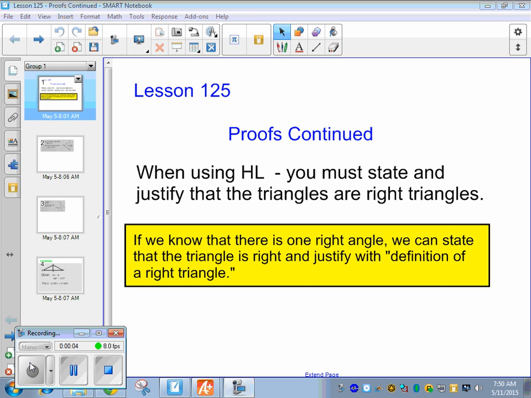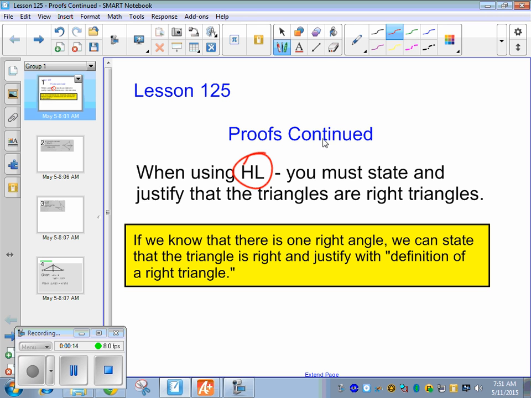All right. So when you're using HL to prove triangles are congruent, by the way, what are the four ones that we learned to prove triangles are congruent? One's HL, what else? Side, side, side. Angle, angle, side. And side, angle, side. Okay, good. And then HL.